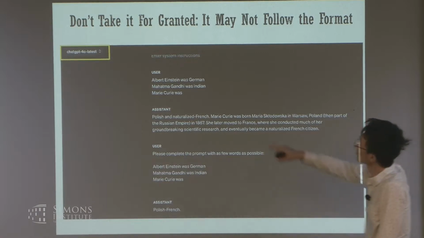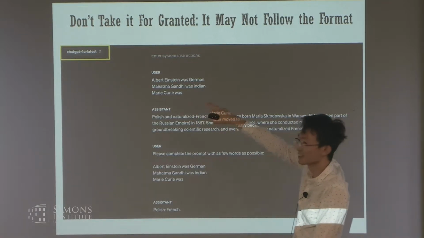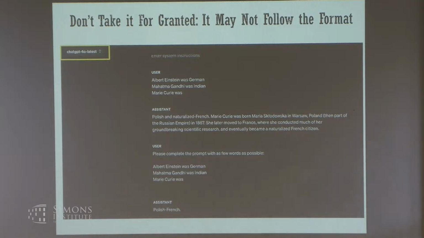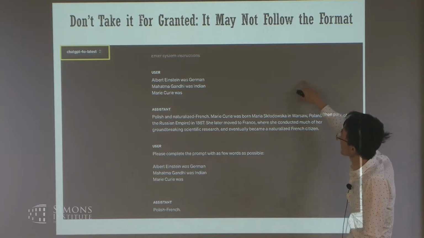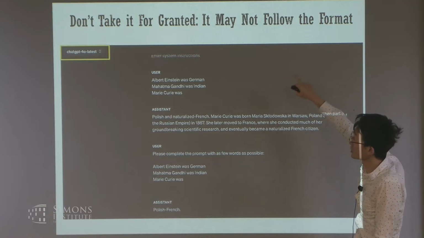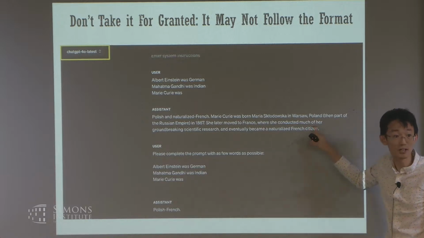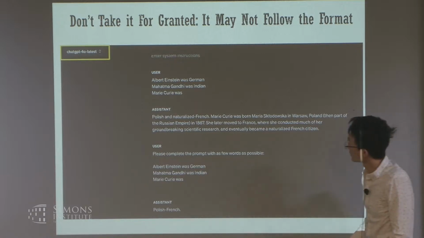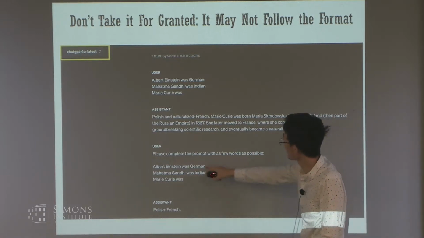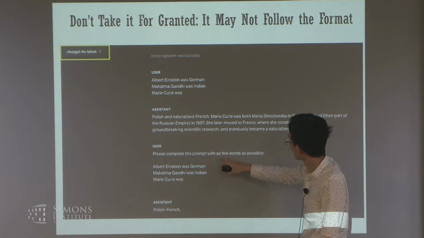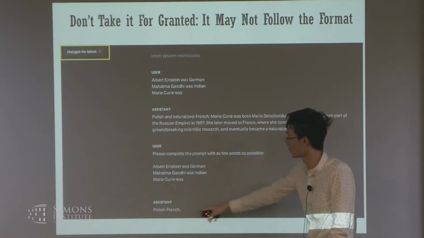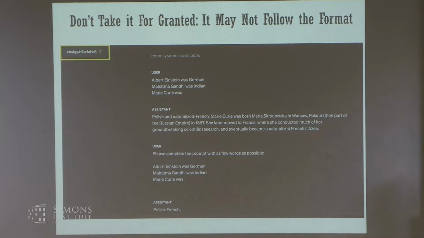For example, if you use ChatGPT 4.0 latest, which is probably the August 12th version, and you just do the exact same thing I was doing with GPT 3.5 before, you're going to get this as the output, which doesn't follow the format. You can try to fix it by saying, please complete a prompt with as few words as possible. Then it will follow the format that you wanted. So it's not completely trivial.